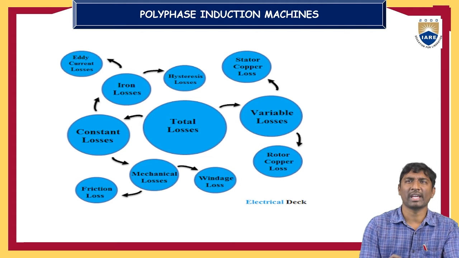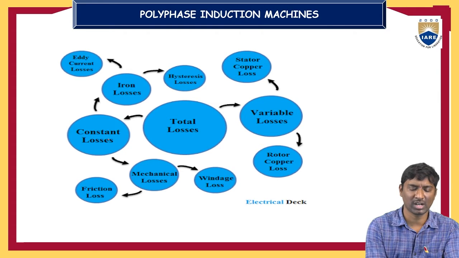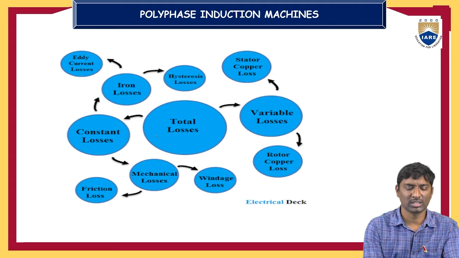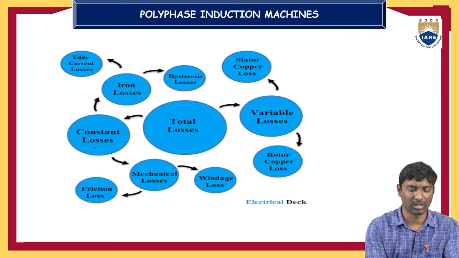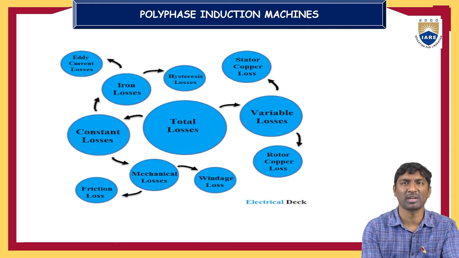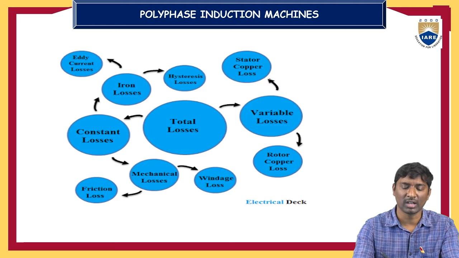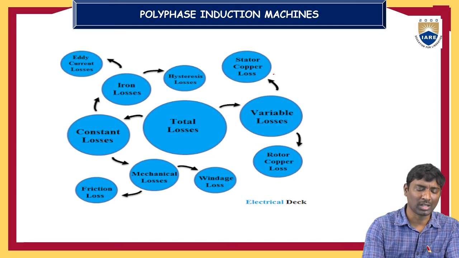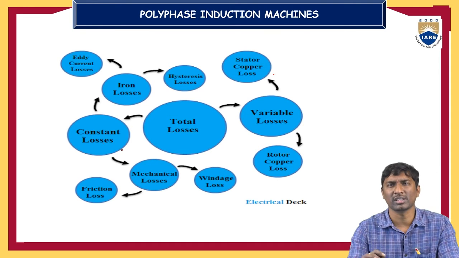So you can observe this diagram. The total losses will be equal to the variable losses plus the constant losses. Variable losses are divided into different types and the constant losses are divided into different types, but the total losses are equal to only variable losses plus constant losses. Now coming to variable losses, we have the stator copper losses and the rotor copper losses. Coming to the constant losses, we have the iron losses and the mechanical losses. These two are under the category of constant losses only.